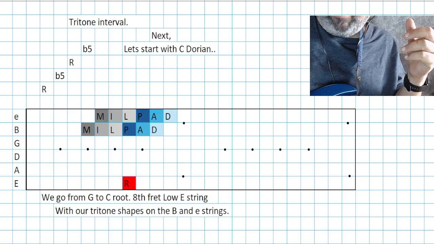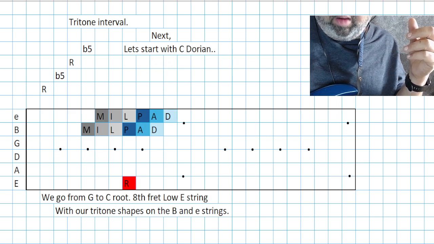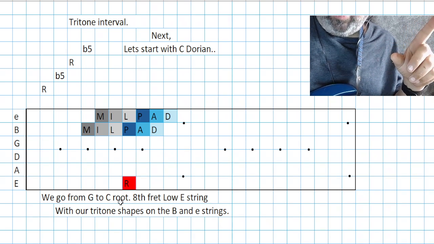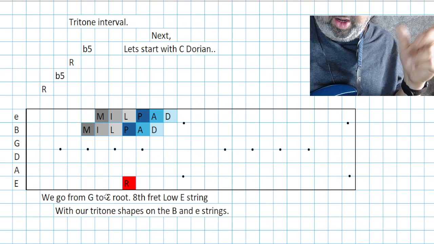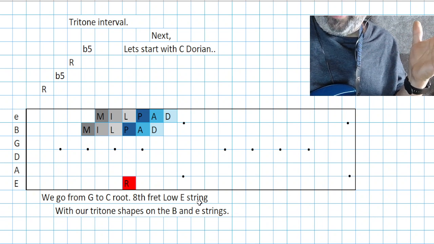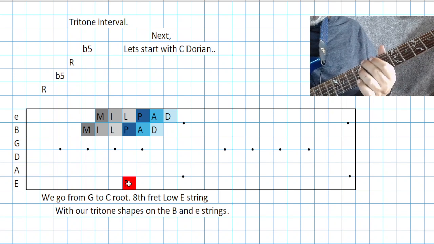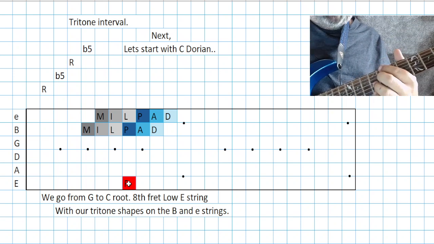Okay, so moving to the next sheet, we've got a couple more sheets to go here. How many do we got? Oh Lord. Okay, so we go from the G to the C root here. From the 8th fret of the low E string is where we are now. Just to keep up the C note, because boy, C is so easy.